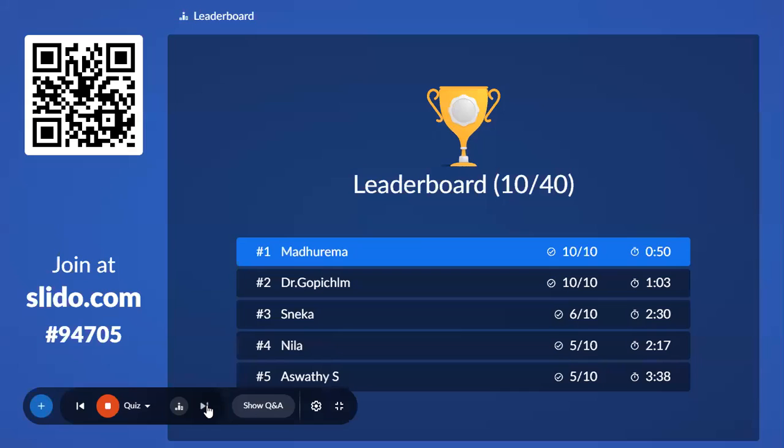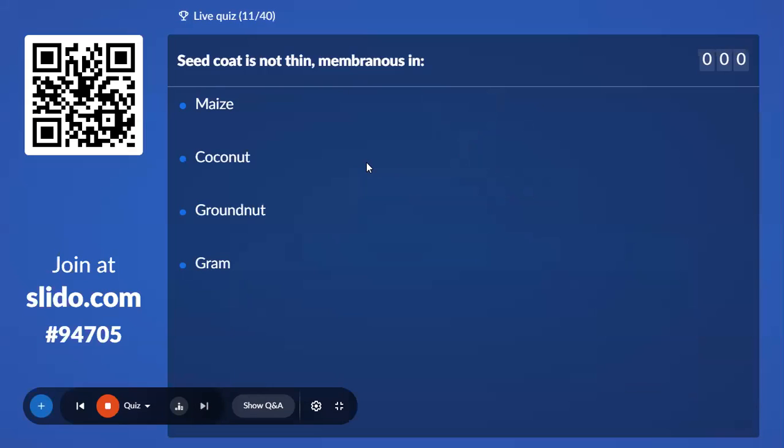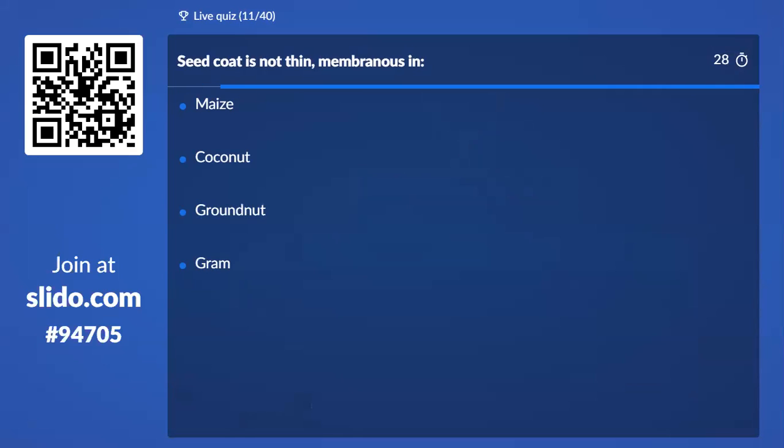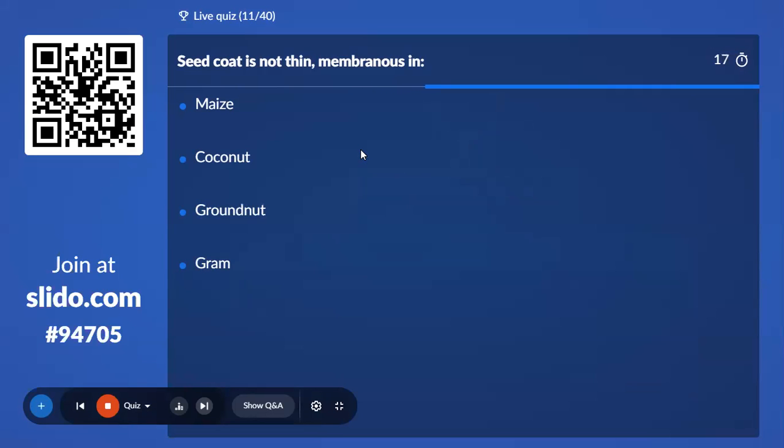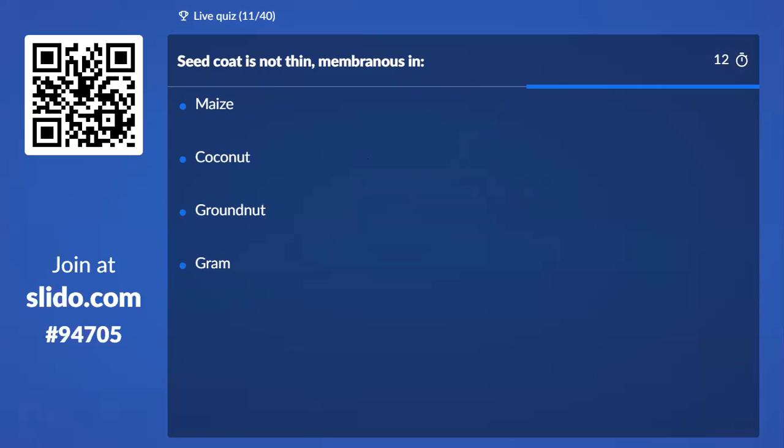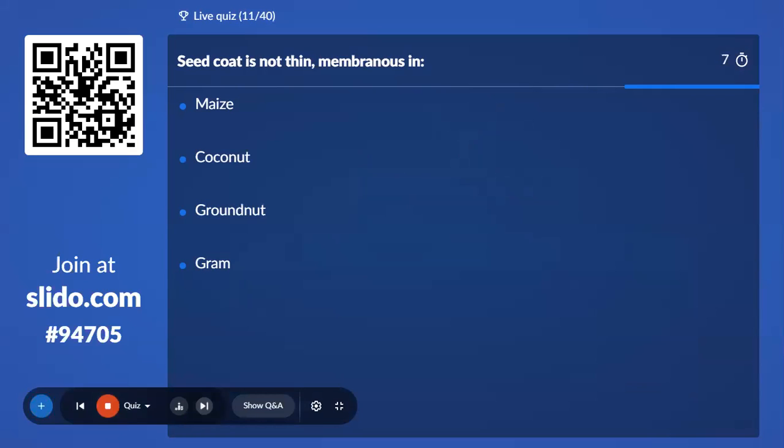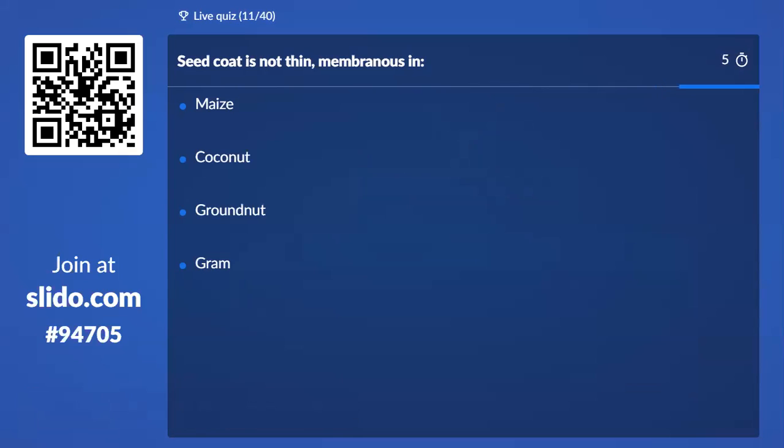So moving on with question number 11. Seed coat is not thin, membranous in option A, maize, option B, coconut, option C, groundnut, and option D, gram. Seed coat is not thin, but it is membranous. Membranous seed coat is present in maize, coconut, groundnut, gram. Majority vote for this question in 6 seconds.